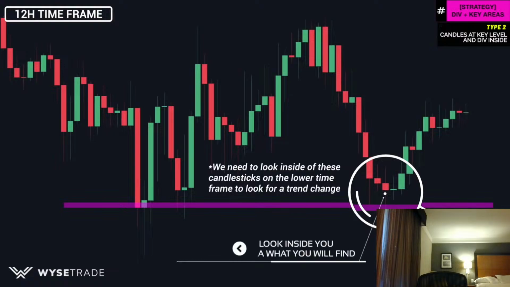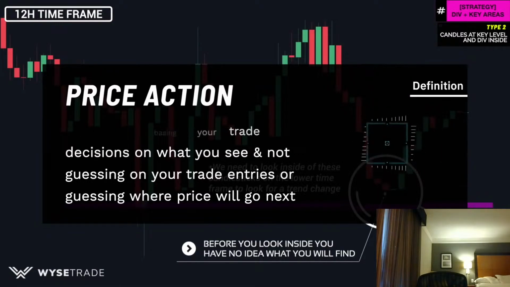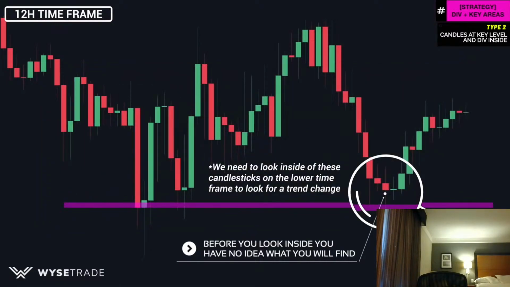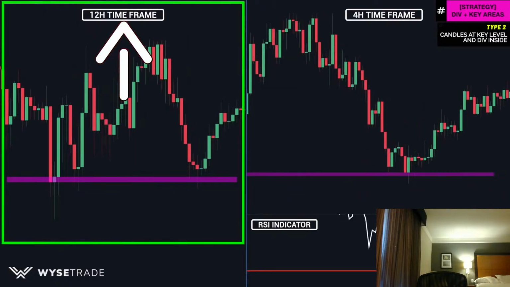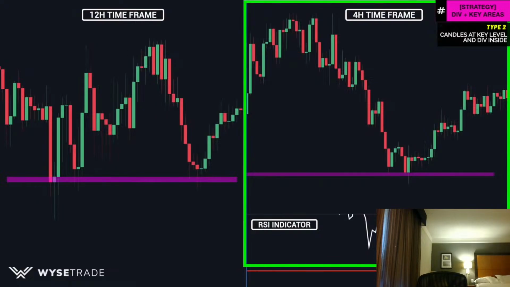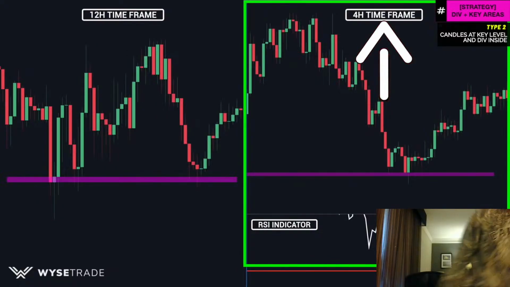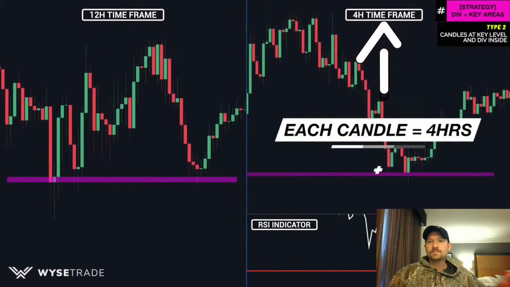This is very key. Before you look inside of these candlesticks, you have no idea what you will find. That is what price action is in a nutshell, which is reacting to what you see and not guessing the direction of a trade. So let's bring up the 4-hour time frame and put it beside this one. Again, here on your left is the 12-hour time frame we just looked at, and here on the right is the same asset we are looking at, but using the lower time frame, specifically the 4-hour time frame, meaning each candlestick represents 4 hours of time.